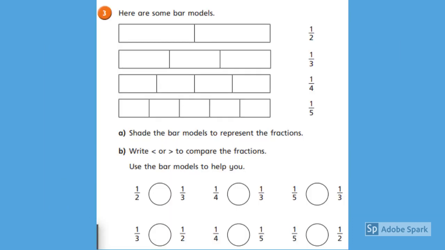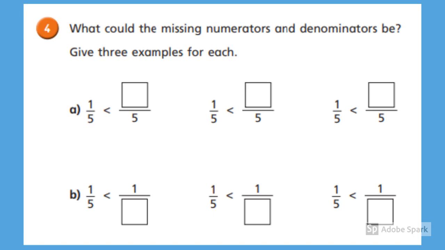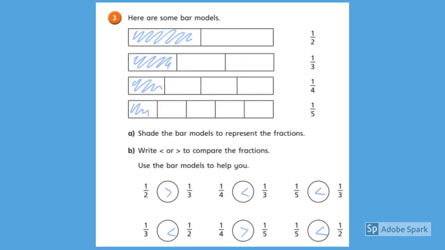Now, using all the things that we have learnt, have a go at questions 3, 4 and 5. Pause the video while you have a go and then we'll check the answers. So let's have a look at the answers to question number 3. For part A, we had to shade in the bar models to represent the fractions. 1/2, 1/3, 1/4, 1/5. For part B, we had to compare.